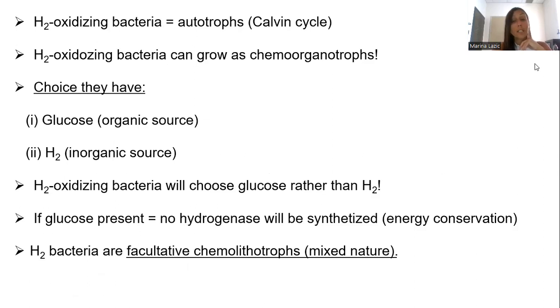As I said, hydrogen oxidizing bacteria fix carbon dioxide via the Calvin cycle. They are autotrophs, but some of them can also grow as chemoorganotrophs, which means they can use organic compounds as a carbon source. If they have a choice between glucose and hydrogen, between an organic and an inorganic source, they will prefer glucose because glucose gives more energy. If they are given an organic source, they will not even transcribe hydrogenase. So we call these bacteria facultative chemolithotrophs.